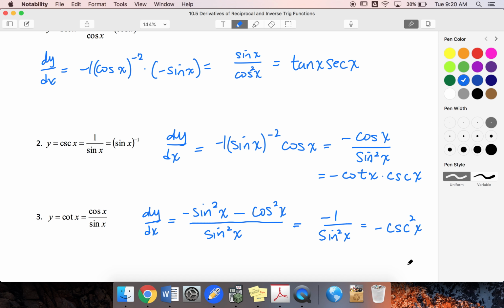And all of these are in your formula booklet. No need to prove them every time. You can just go ahead and use them straight from your formula booklet.